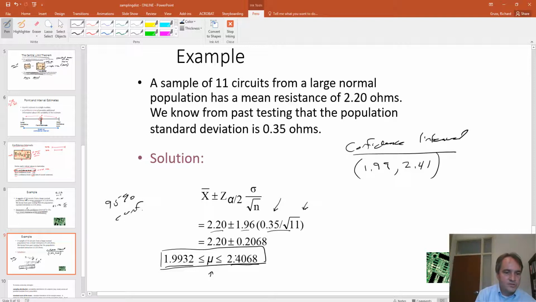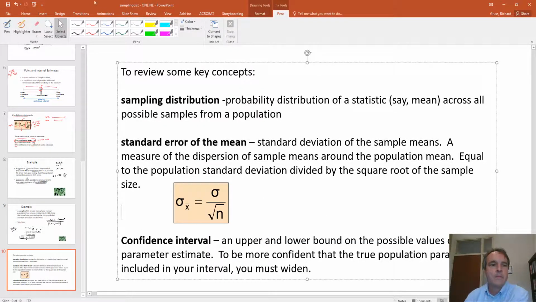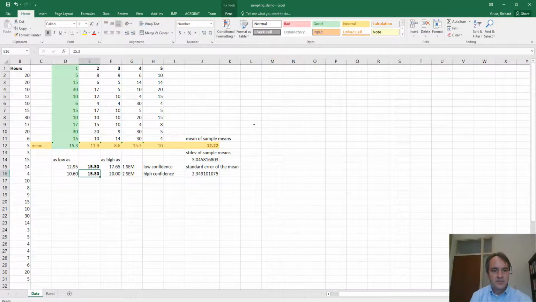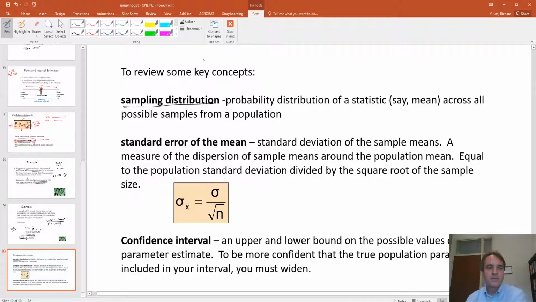All right, just a quick review of all the concepts. There's a lot that we covered. The key takeaways: a sampling distribution is the probability distribution of a statistic across all possible samples from a population. On this spreadsheet, we drew 5 samples, and so we got a sense of how the sample mean was distributed across all these different samples. That's what a sampling distribution is: all possible samples.